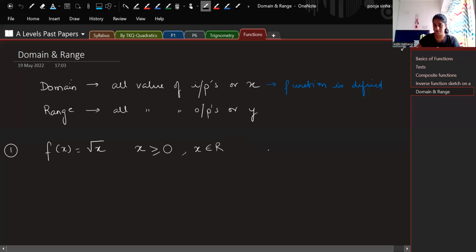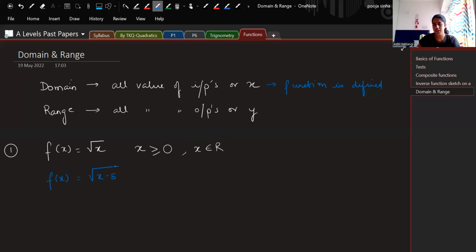Now, for example, if I make some variation in this question, and I say f of x is under root of x minus 5, then what will you do? It should be that x is greater than or equal to 5, and x is an element of real numbers.